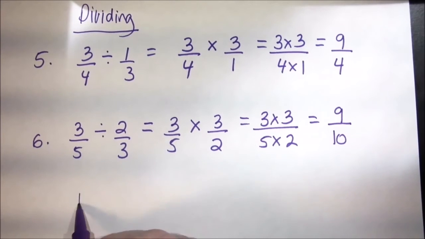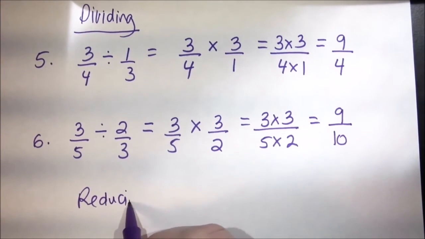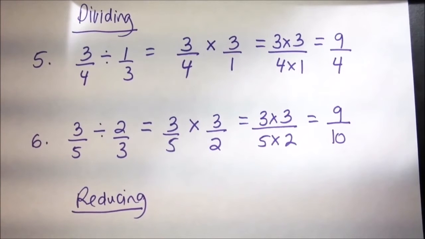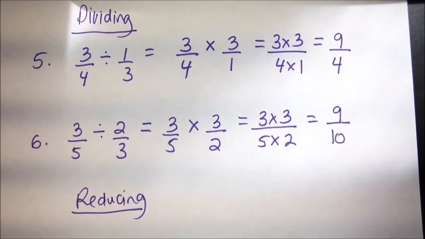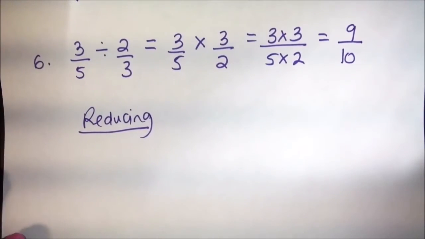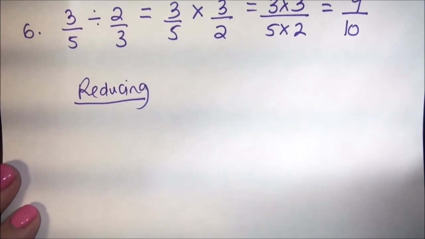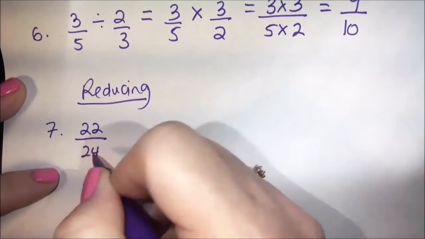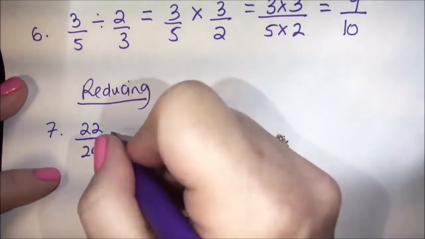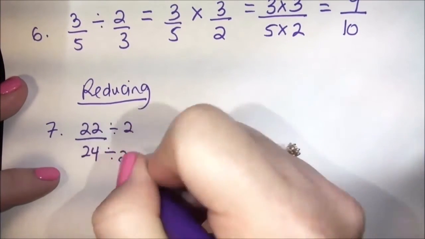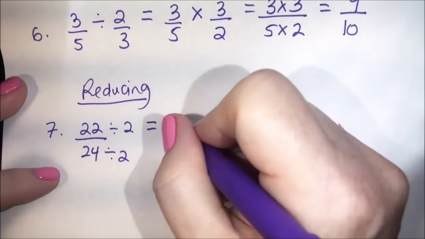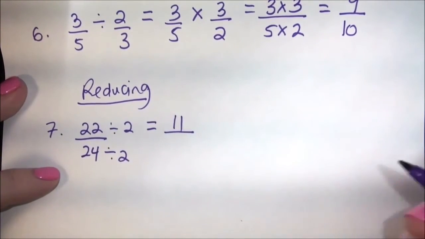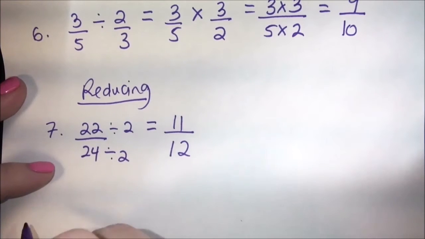The next thing we can do is reducing fractions. And so reducing, we want to divide the top and bottom by the same number so that we can make it smaller. And it has to be the same number that you divide by on the top and bottom. So for example, if we had 22 out of 24, then both of these are even, so we could divide by 2. And so 22 divided by 2 would be 11, and 24 divided by 2 would be 12.